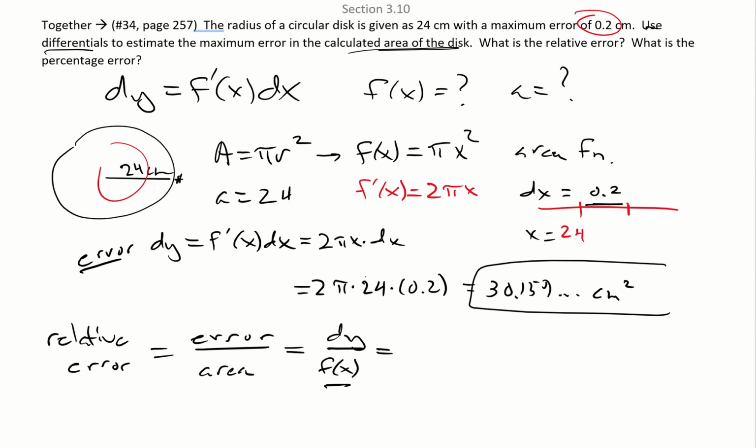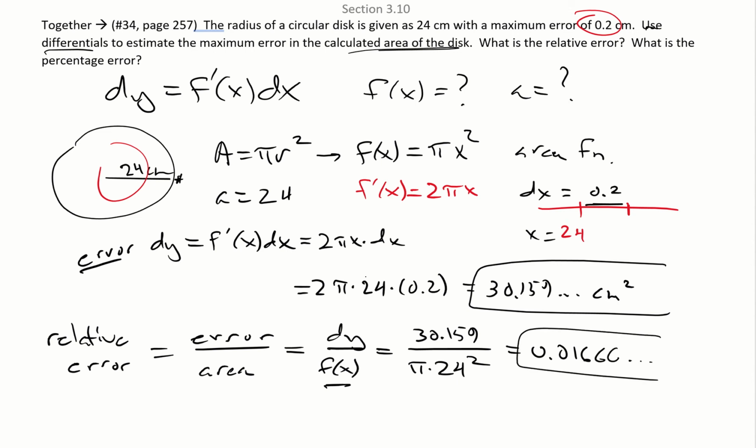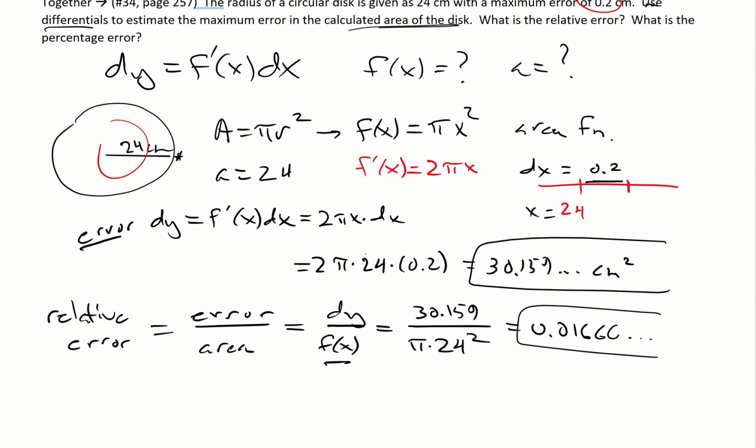Well, what we do is take that 30.159 and divide it by pi times 24 squared. When I did that, I got an answer of 0.0166, and it went forever. And that's the relative error right there. The last thing is percent error. What is the percent or percentage error?